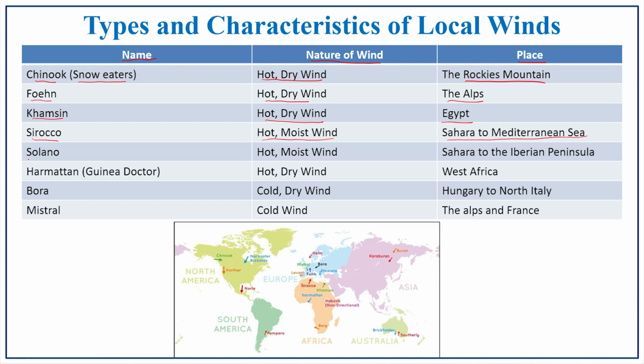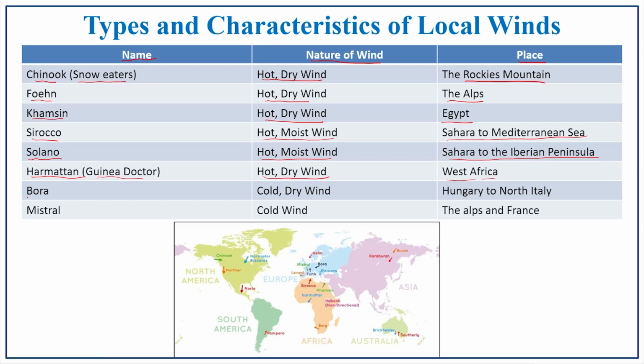The next wind is Solano. The Solano wind is a hot and moist wind which is blowing from the Sahara to the Iberian Peninsula. The next local wind is Harmattan. It is also known as the Guinea doctor wind. It is a hot and dry wind which is blowing in West Africa.